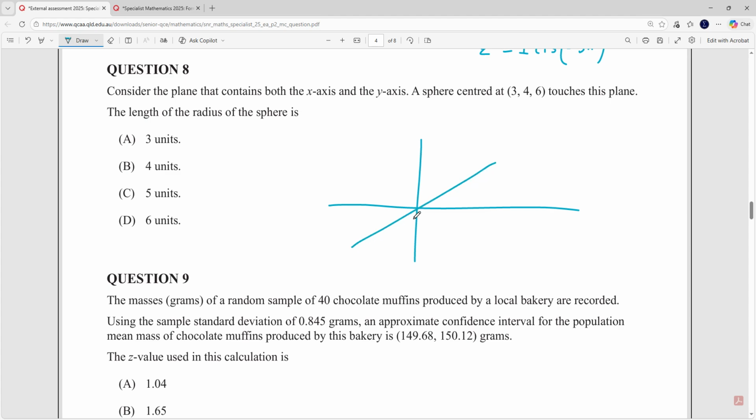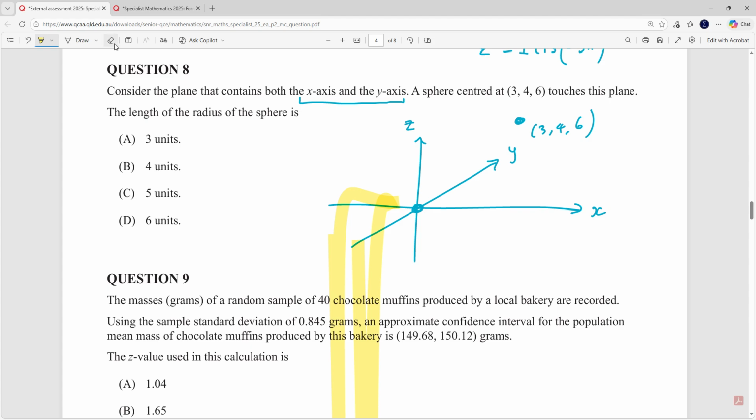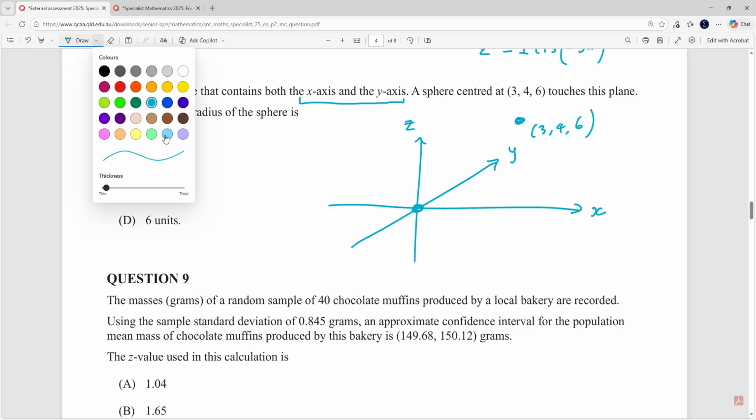Okay, now this is where a calculator would be very useful because you could almost graph this thing here. However, I'm going to be drawing this for understanding here as well. So 3, 4, and 6. So the center is roughly here. Okay, 3, 4, 6. Now, if you need to work out the radius of this thing, they've told you this information here. Okay, so the x, y axis is this. Oh, that highlighter is not going to work that well. Let's use a pen. Let's go red.